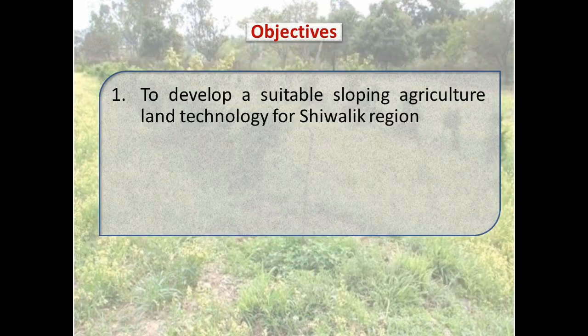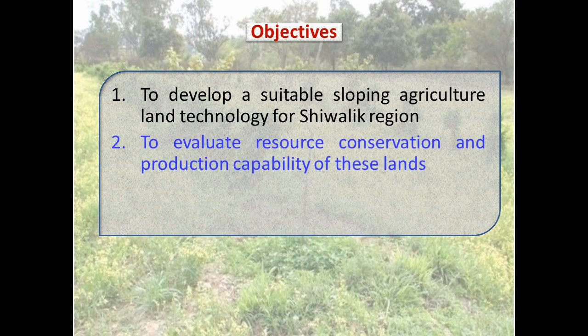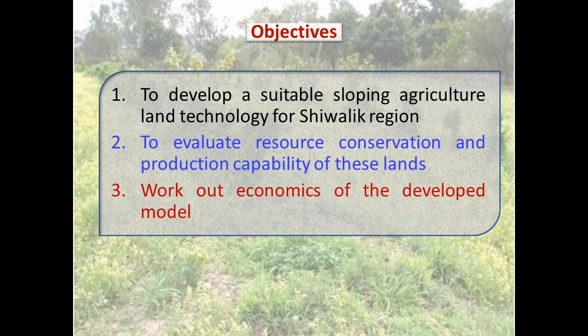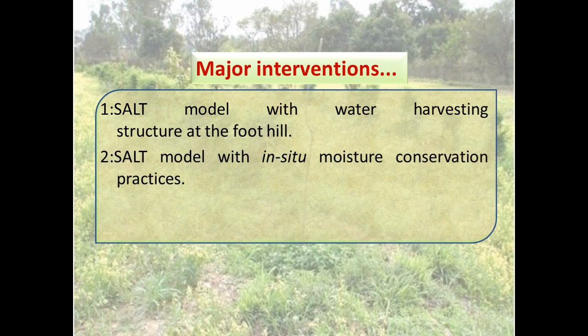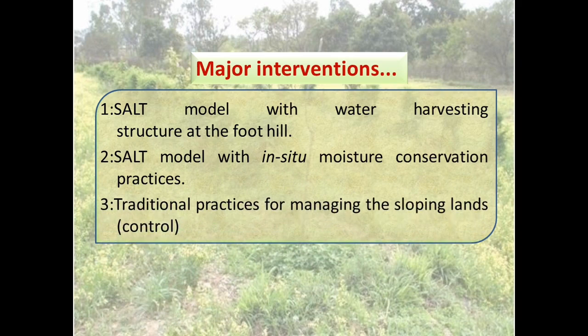region. Thus, the plan was prepared with three objectives: to develop a suitable agriculture land technology for sloping region in Shiwaliks, to evaluate resource conservation and production capability of these lands, and to work out economics of the developed model. To achieve these objectives, major interventions were SALT model with water harvesting structure at foothills, SALT model with suitable in situ moisture conservation practices, and traditional practices for managing the sloping lands.